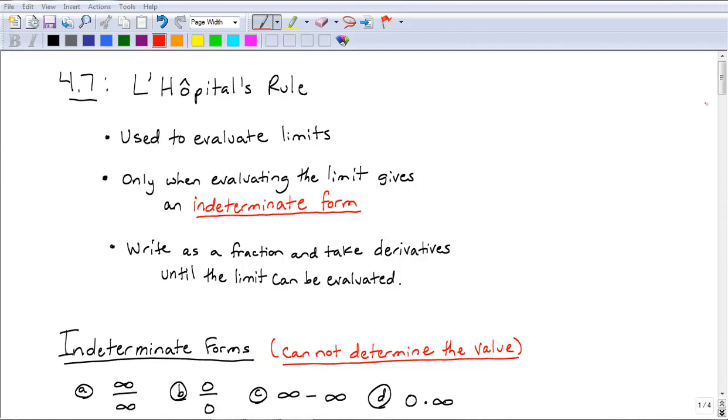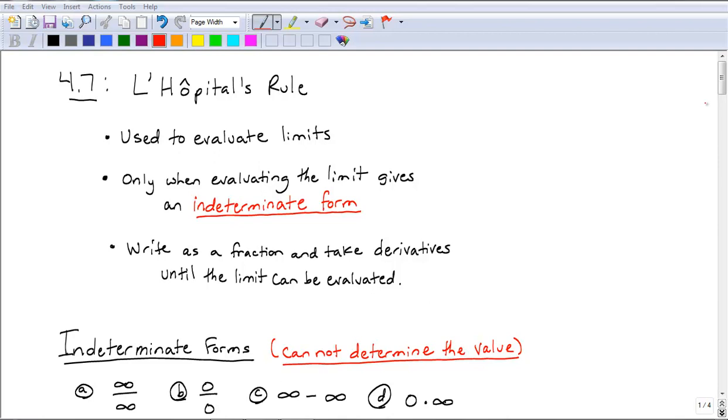4.7 is L'Hopital's rule. And L'Hopital's rule is a way that we can evaluate limits. Now, to use L'Hopital's rule, first it needs to look like a fraction. So before you can start using L'Hopital's rule, you need a numerator and a denominator. And sometimes you got to use some math tricks to make it look like that. But how do you know when you can use L'Hopital's rule?